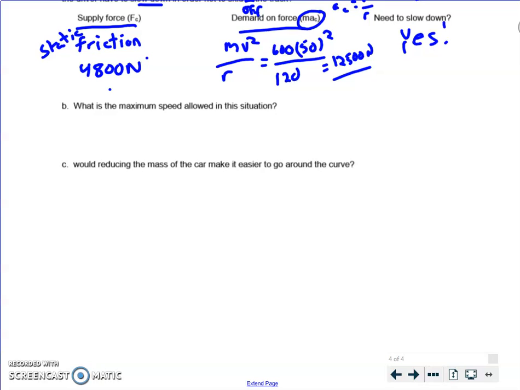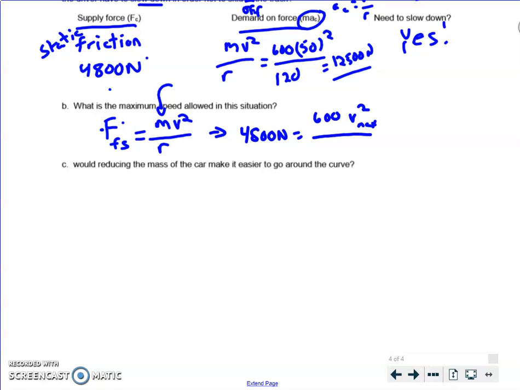So how I'd approach that is simply do this. Take my supply force, in this case force of static friction, and set it equal to the demand. And again, the demand equation is always going to be that. Always. And that's nothing more than the second law of motion, F equals ma. So I now put in the numbers. I know that the supply force is still 4,800 newtons. That hasn't changed. I know that the mass of the car is 600. I'm looking for the maximum speed squared divided by R. R is still given.